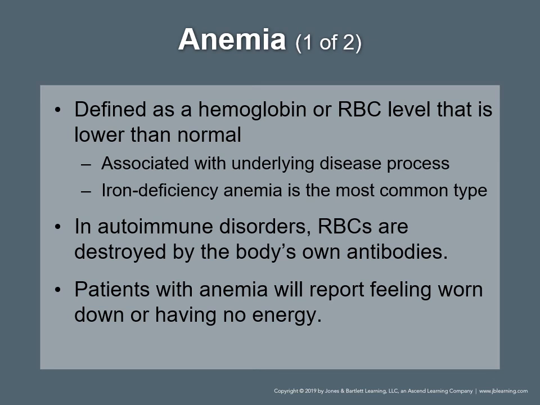Anemia is defined as a hemoglobin or red blood cell level that is lower than normal. It is associated with some types of underlying disease processes. Iron deficiency anemia is the most common type. In children, it is most often related to premature birth or low birth weight. Anemia may sometimes be caused by an inherited hemolytic disorder.